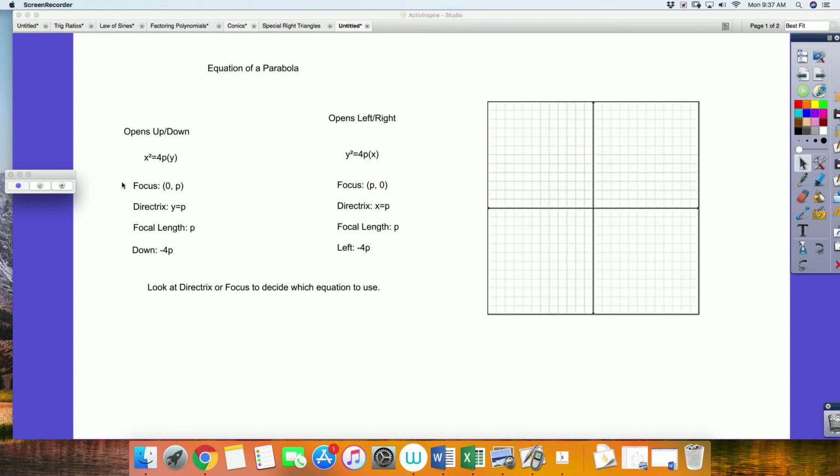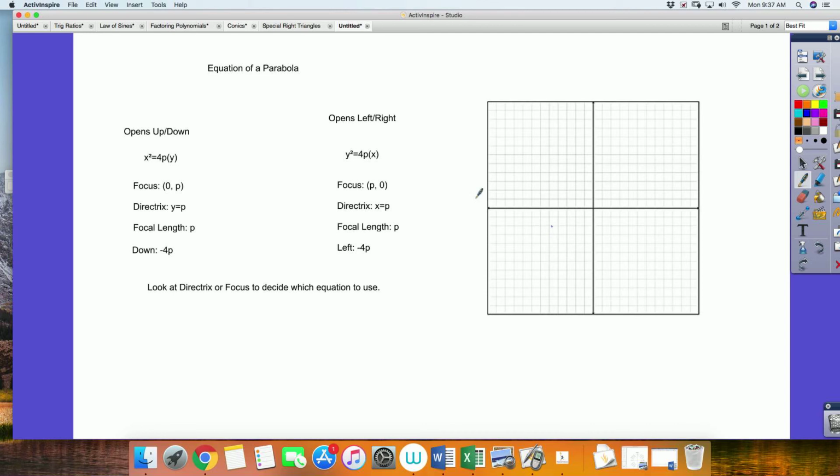Hey there, this lesson is on equation of a parabola. Now, you may have learned about parabolas when you did quadratic equations in Algebra 1, but that was a very basic equation. What we're looking at now is specific parts of a parabola.